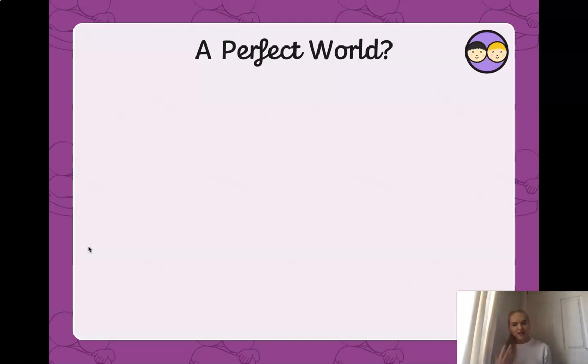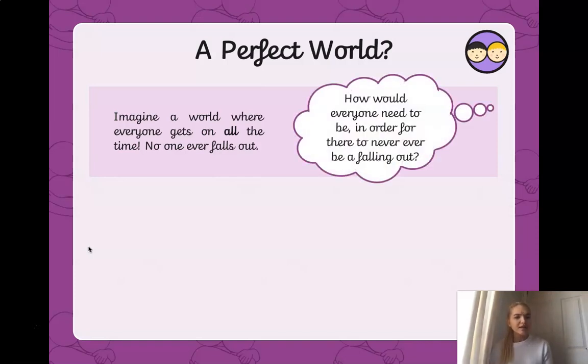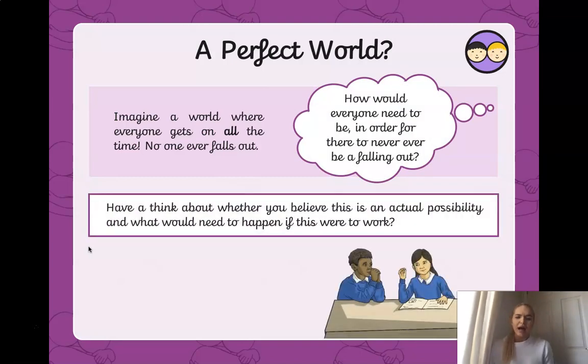Now we're going to think of this idea of a perfect world and whether or not it really exists. So I want you to imagine a world where everyone gets on all the time. No one ever falls out. How would everyone need to be in order for there to never, ever be a falling out? Have a think about whether you believe this would actually work and what would need to happen if this would work. Is there such thing as a perfect world? Pause the video and have a think.